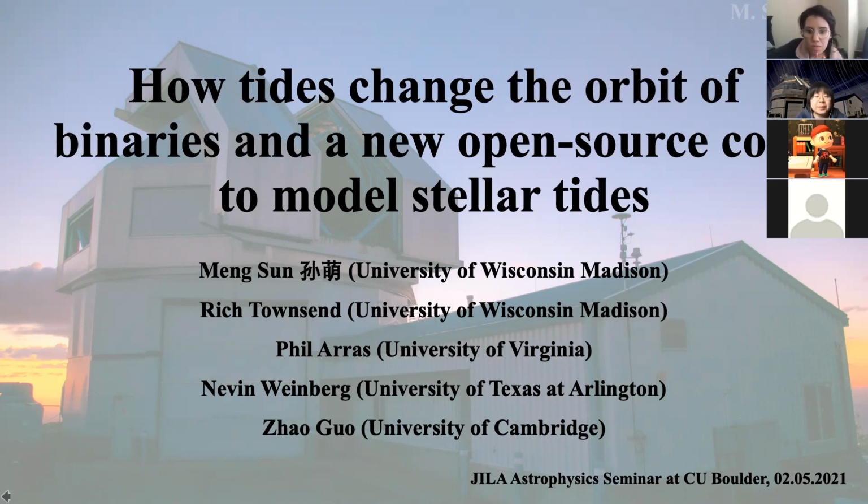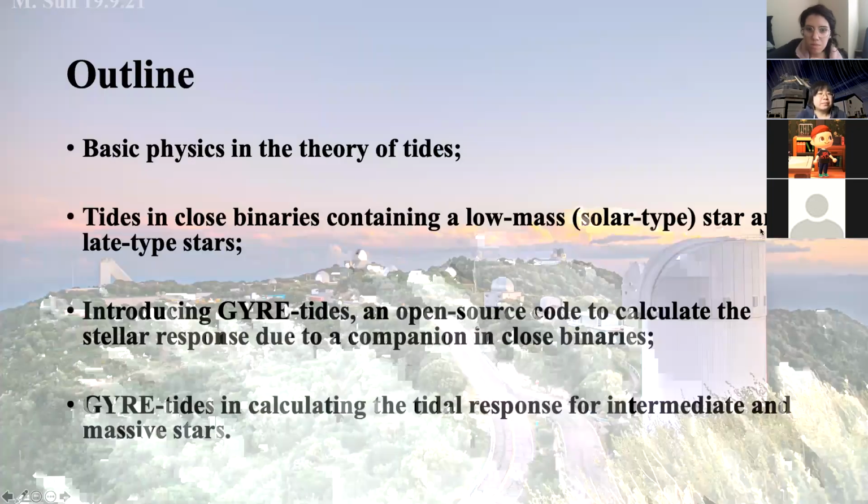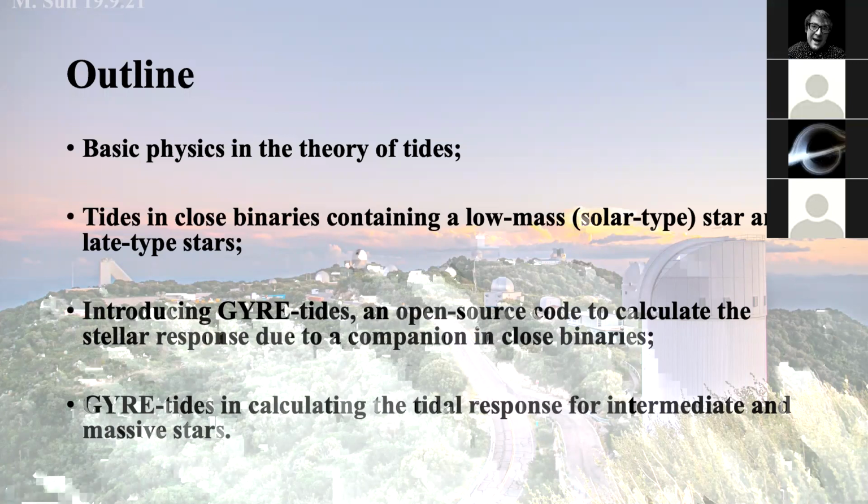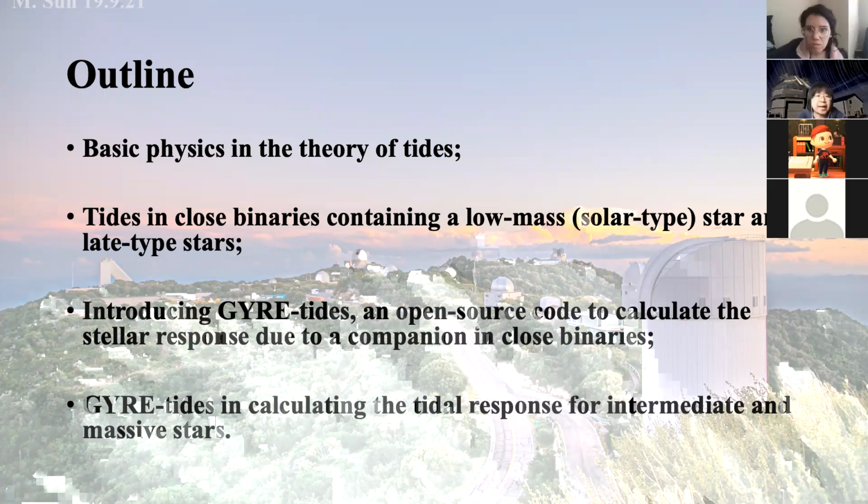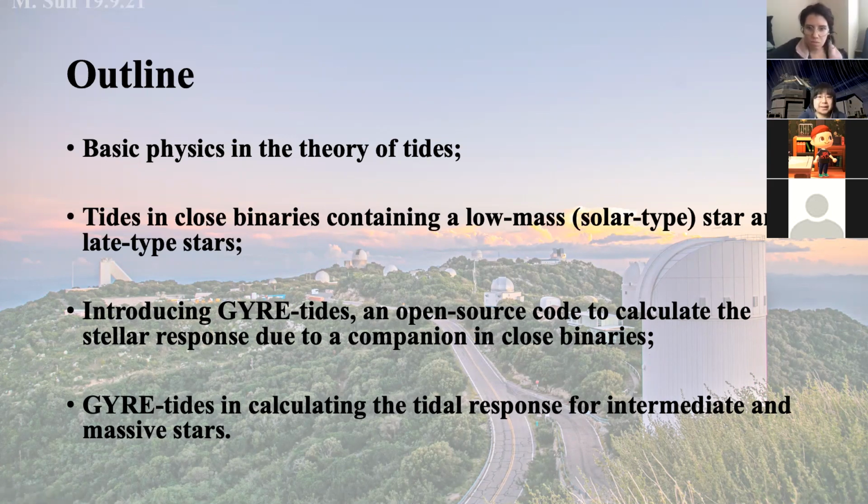All right. The talk will be in 3 parts. In the first part, I'm going to talk about the basic physics and ideas in the theory of tides. Then I will talk about tides in close binaries containing low mass or solar type stars and late type stars. Then in the last part of the talk, I will introduce GYRE-tides, a new open source code to calculate the stellar response due to a companion in close binaries, and some applications of GYRE as well, like calculating the tidal response for intermediate and massive stars.